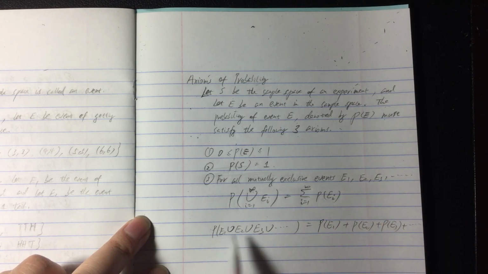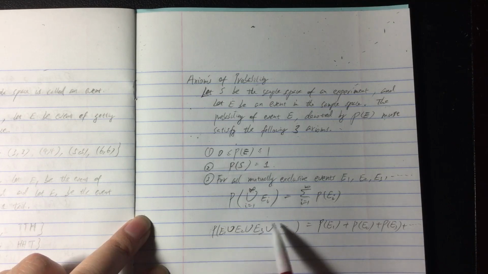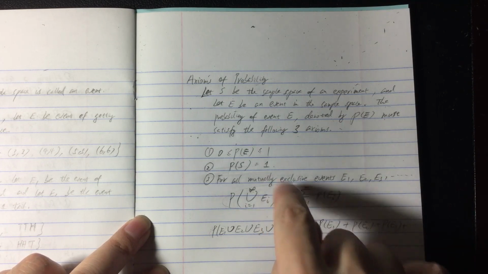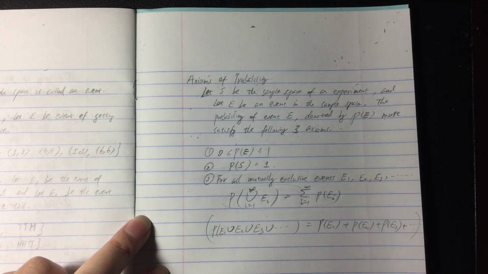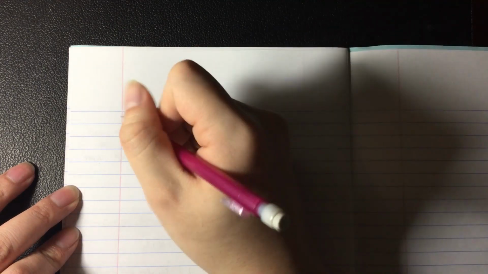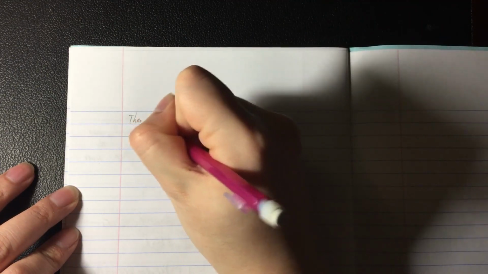So probability of E1 union E2 union E3 can be written as probability of E1 plus probability of E2 plus probability of E3 and so on. That's what this formula means. That's another way to write this formula. That's the third axiom. So when we talk about probability of an event, all these three axioms must be satisfied. Next, let's prove some theorems based on those three axioms.